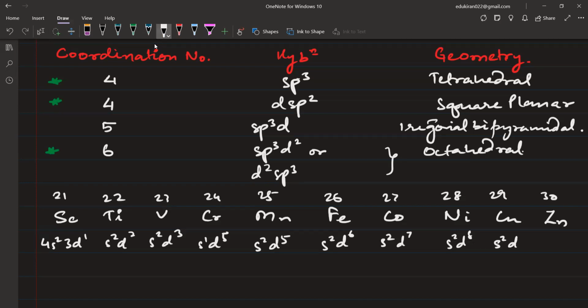Then copper will be 4s1 3d10, and zinc will be 4s2 3d10. Please write this up. The outermost shell in the 3d series is the fourth shell. So if you are going to remove electrons from scandium, you will first remove the electron from the 4s, and after that you will remove from 3d if there is any electron to remove. For example, scandium 2 plus will have 4s0 and 3d1. Please write these things down.